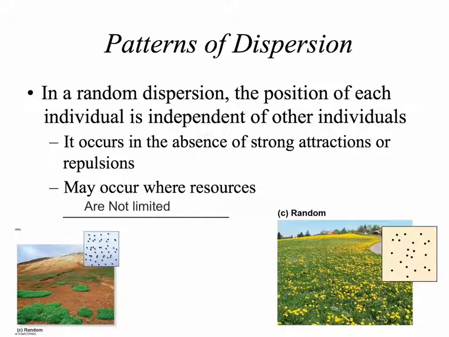So in the case of these plants, wherever the seeds land, they will grow because resources are plentiful. We see the same thing with these flowers in the field. Because there are plentiful resources and the plants are not territorial, we see they can grow anywhere and are randomly spaced.